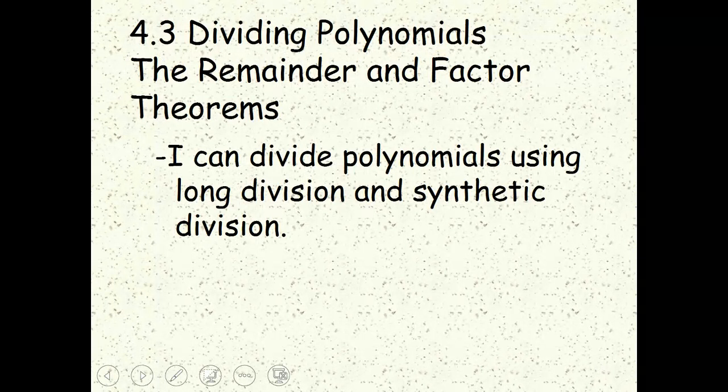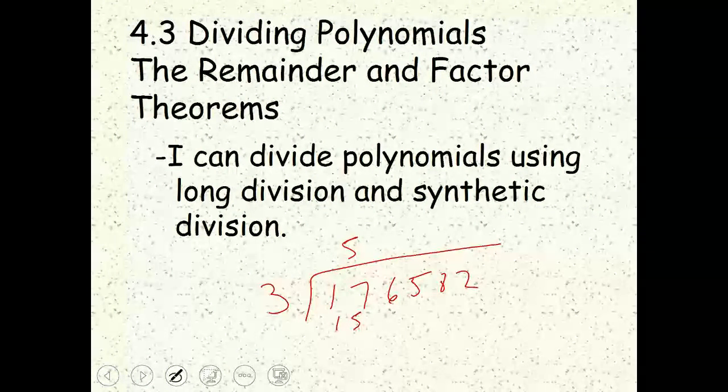If you were dividing 3 into 176,582 or whatever it was, you'd say, 3 doesn't go into 1, but 3 goes into 17. Well, 3 times 5 is the closest thing I can get to 17. Remember? Do you remember doing this? 3 goes into 17 5 times, and you multiply 3 times 5, and you get 15. And you subtract and bring down the next number.